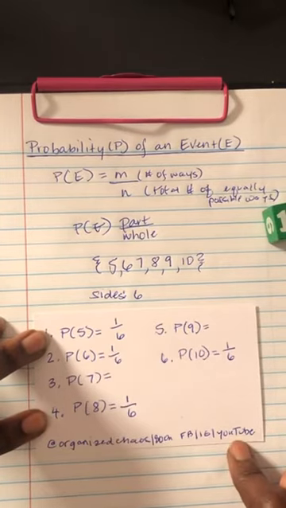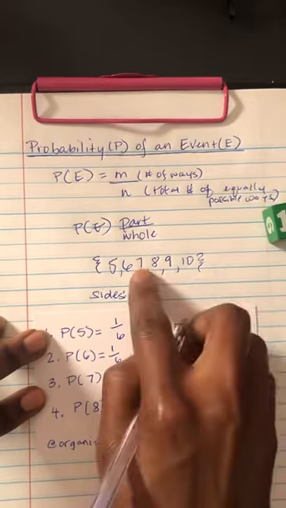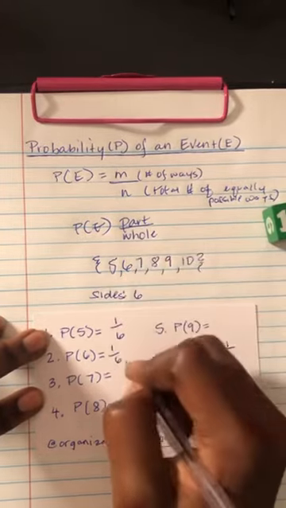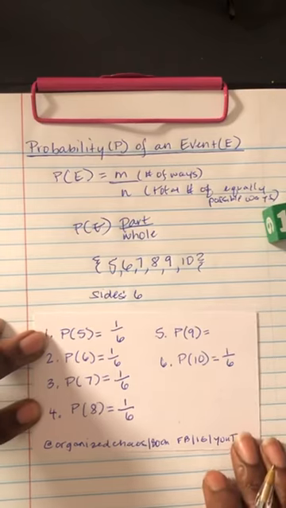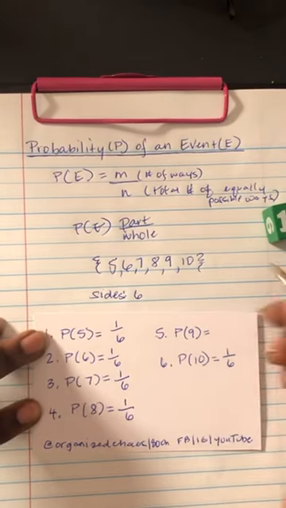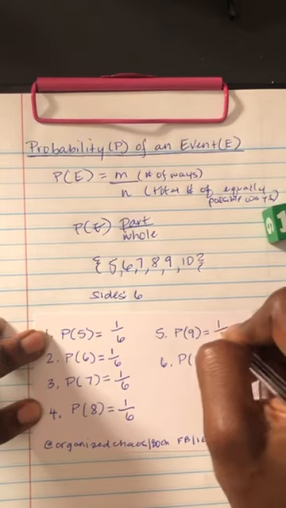Now, probability of 7. There's 1 7 in the set. Oh, I should have put a comma in between those two, my bad. And there are 6 values in our number set total. And then what is the probability of 9? That is 1 9 and a total of 6.